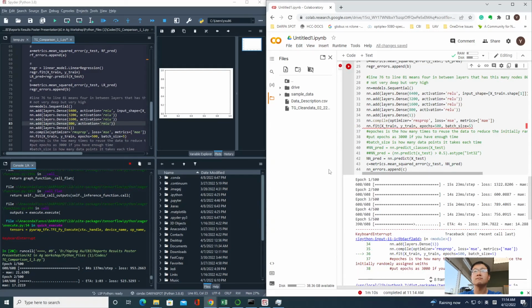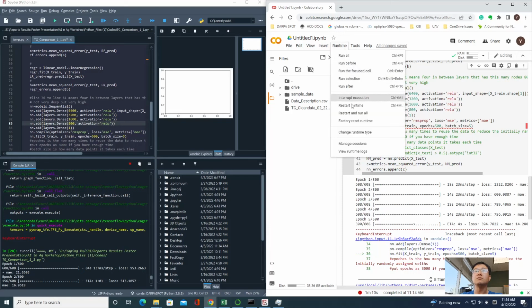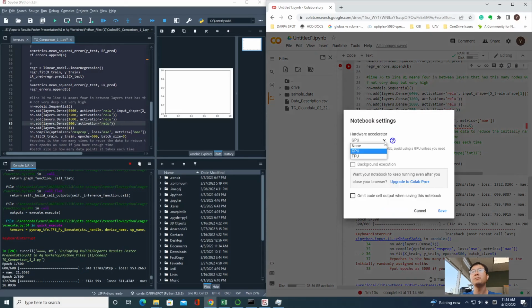Alright, let's stop this. And just to check that we're running on GPU, you can also change it to TPU, tensor processing unit, if you like. But this is out of the scope of the video. Alright, so from this video we know that running on GPU really depends on how large your hidden layer is. We haven't changed the epoch number here yet, but it should also be a factor.